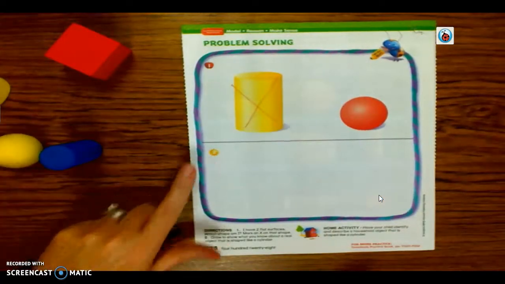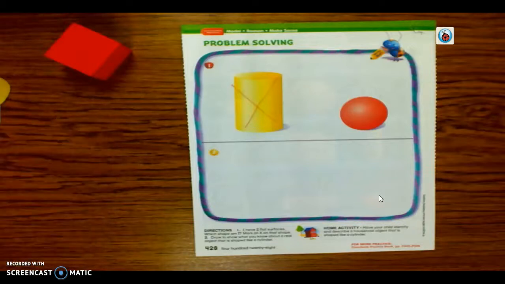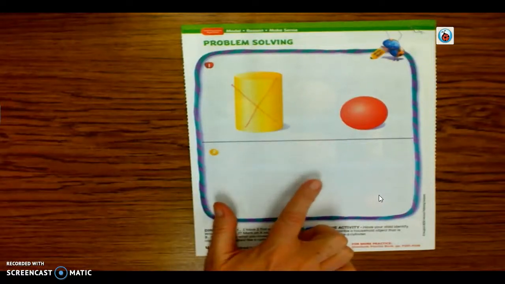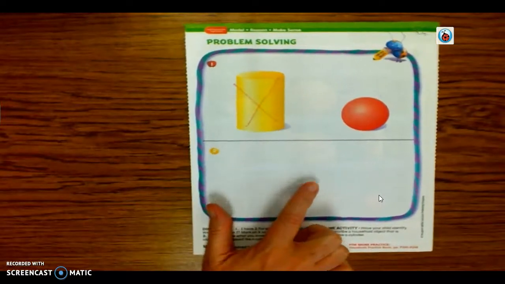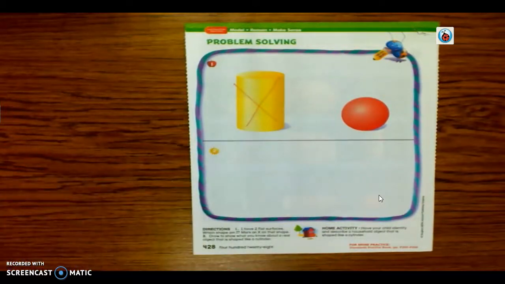Down by the yellow sun, they want you to draw to show what you know about a real object shaped like a cylinder. So you need to look around your house, see if you can find something shaped like a cylinder, and draw a picture of it. You can also label it or write the name of it down here. A real object in your house shaped like a cylinder.